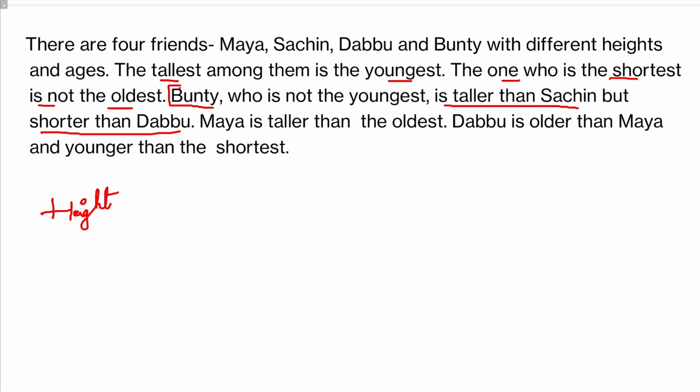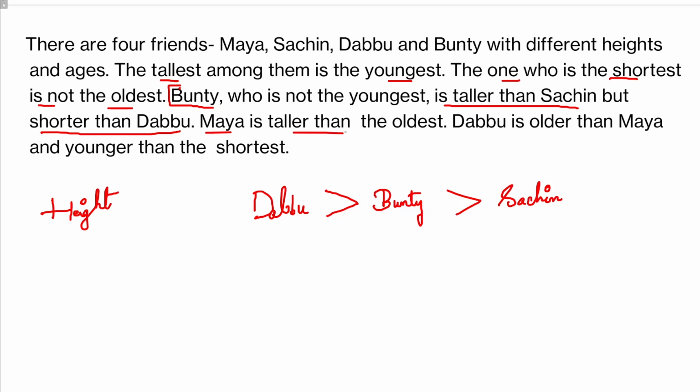So you know the statement about the height. So in symbols, it's always easier rather than the language. Bunty is taller than Sachin, but shorter than Dabbu. So visually, you have a better clarity now, right? Great. So let's move on to the next line. Maya is taller than oldest. Now you don't know the oldest, but one thing is clear, Maya is taller than somebody. Maya cannot be in the last place, right? We just put that data over here so that it's easier later.